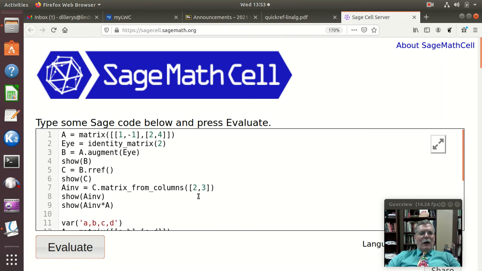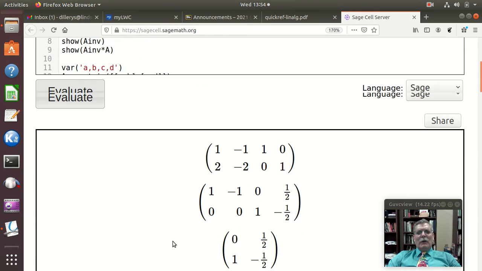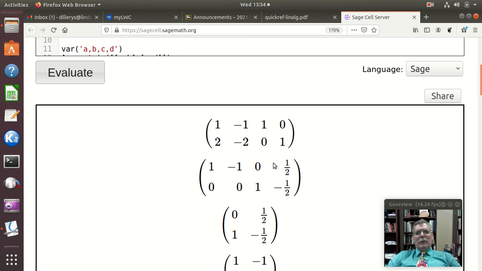Okay, now what if I have a singular matrix and do the same thing up here? Suppose I have 1, -1, and then 2, -2. We'll see what happens. Evaluate. Okay, I think everything worked. So there's the augmented matrix, but notice I don't get the identity here on this left side. So this matrix shouldn't be the inverse.